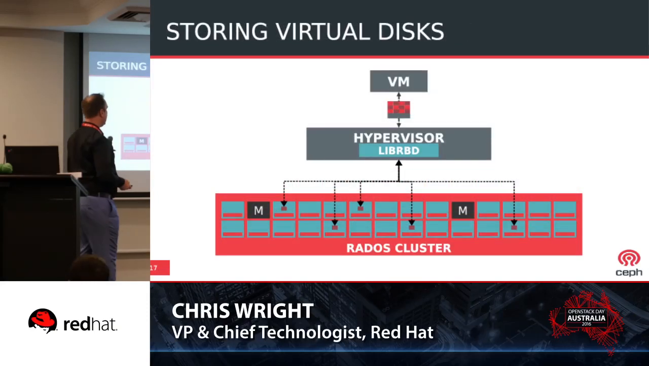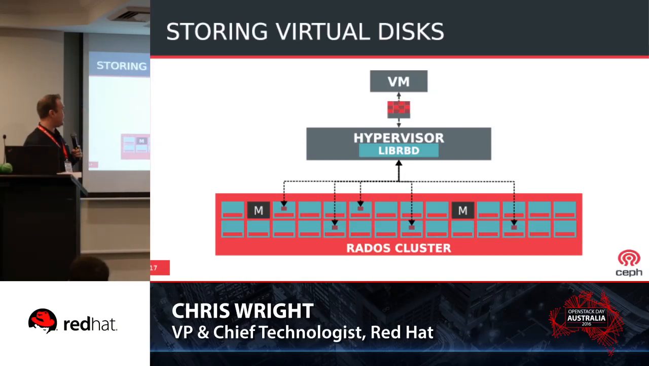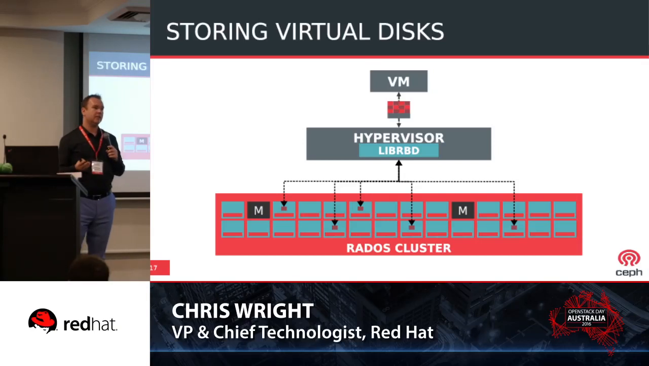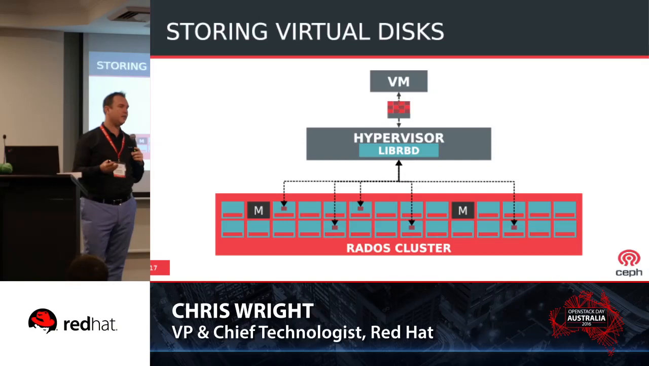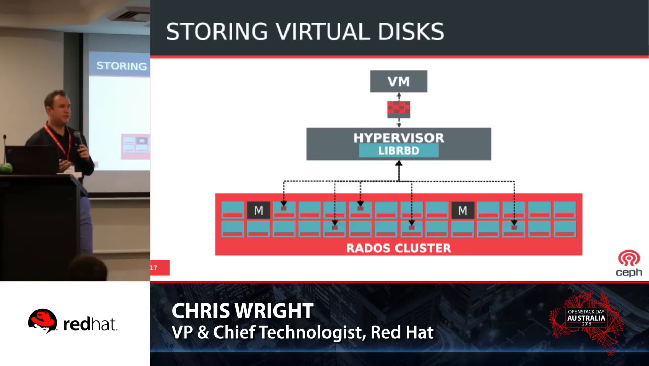Cool. So this is probably what's most relevant, is attaching it with libRBD and talking to a hypervisor. So KVM obviously being the most popular deployment hypervisor in OpenStack. It's fast, it's efficient, it scales higher, wider, longer, faster than anything else.